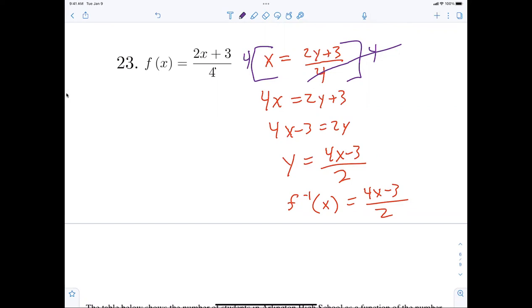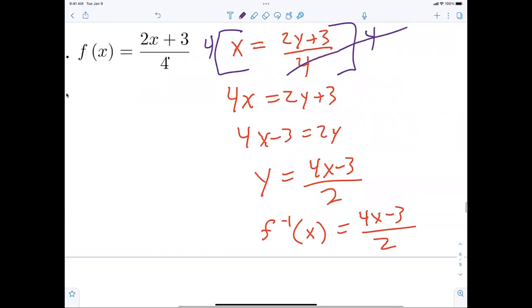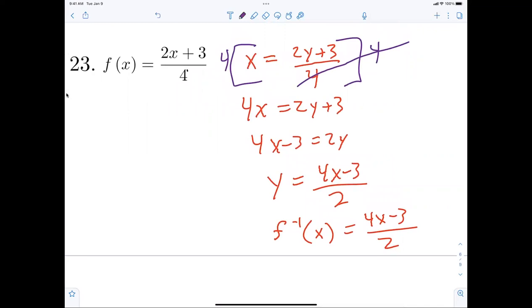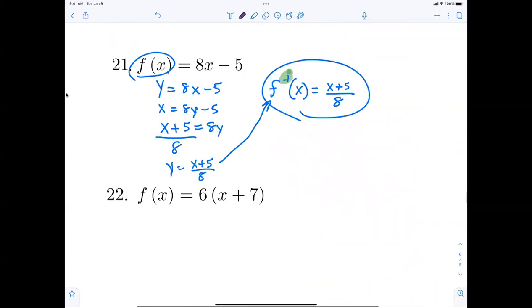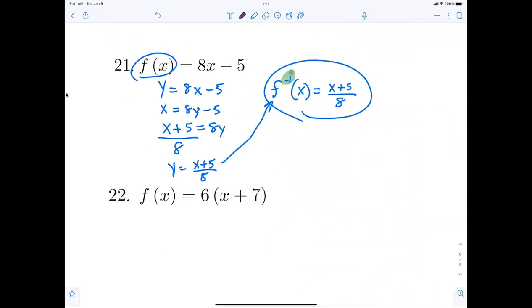How do you find the inverse? You switch the x and the y. Seriously, come on now. What is your question? You thought f of x was y. You said that f of x was y. What are we doing in these problems? Finding the inverse. Every y becomes an x and every x becomes a y.